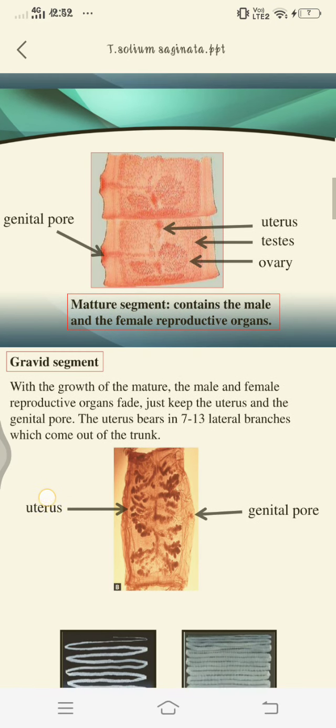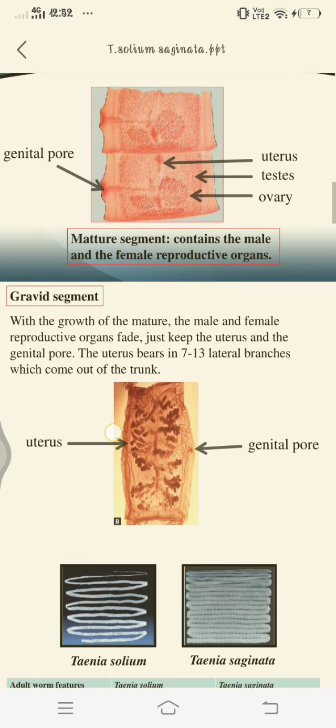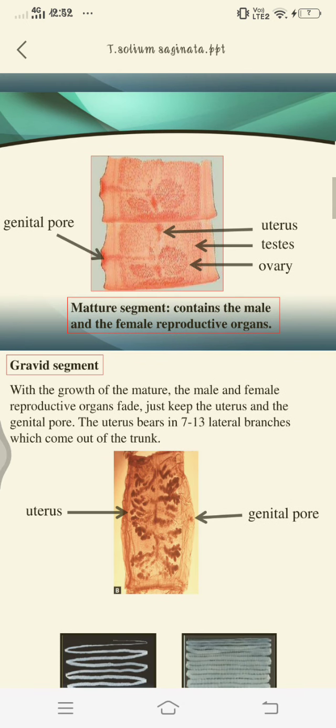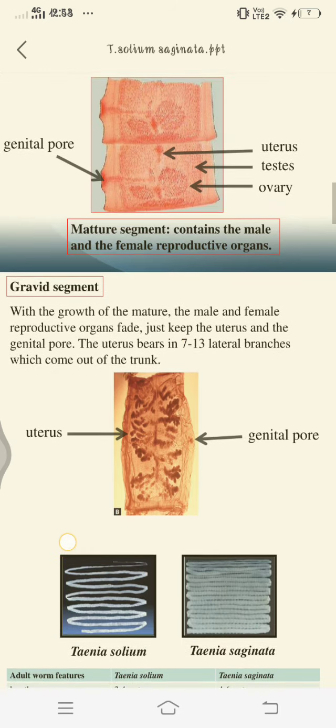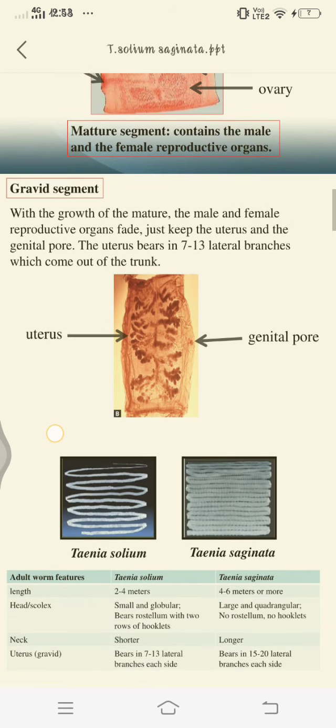Gravid comes after the mature one. First immature, mature, and then gravid. In the gravid segment, with the growth, the male and female reproductive organs fade away, keeping just the uterus and the genital pore. The uterus bears 7 to 13 lateral branches which come out of the trunk. You can see the lateral branches, 7 to 13. This is very, very important because we need to differentiate it from saginata, which we will learn next. This is the uterus, and this is the genital pore present in solium.